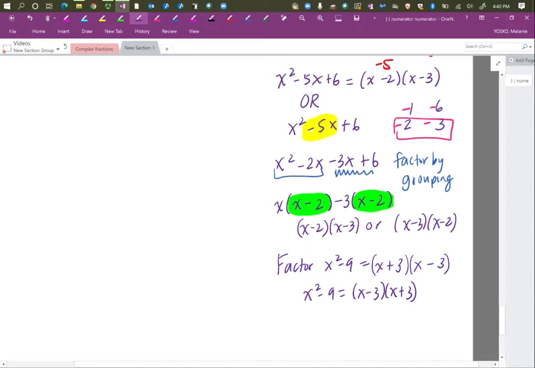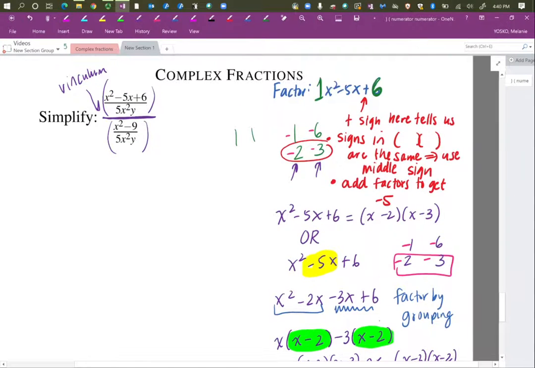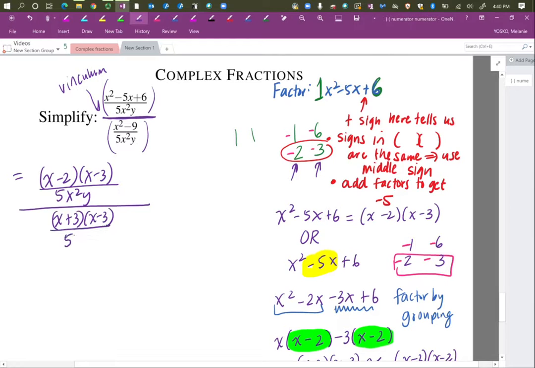Okay, so now we're going to go back to the original problem and we're going to factor those parts. So instead of x squared minus 5x plus 6, we are going to write x minus 2 times x minus 3. All of that is still over 5x squared y, one big vinculum. Instead of x squared minus 9, we're going to write that as x plus 3 times x minus 3. All of that is still over 5x squared y. So we're going to do this in 2 ways. I'm going to give you 2 choices.